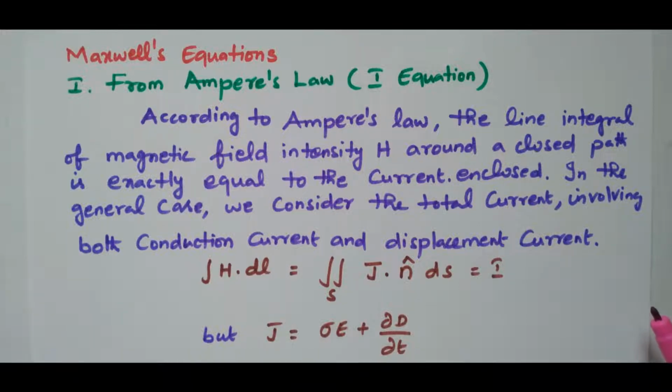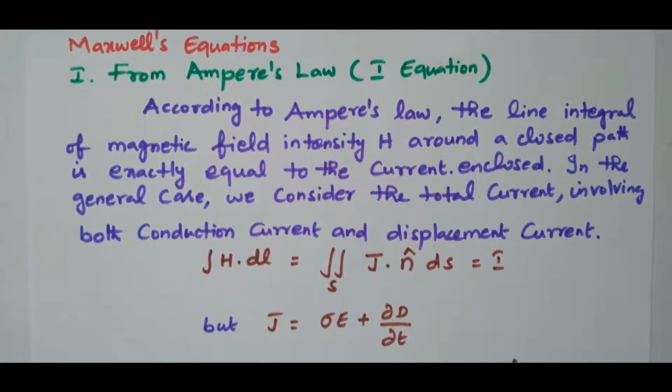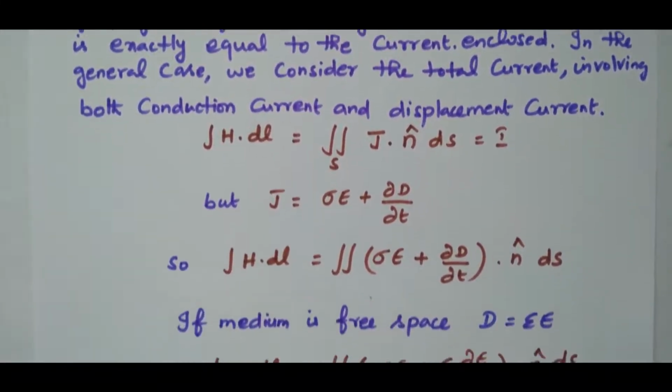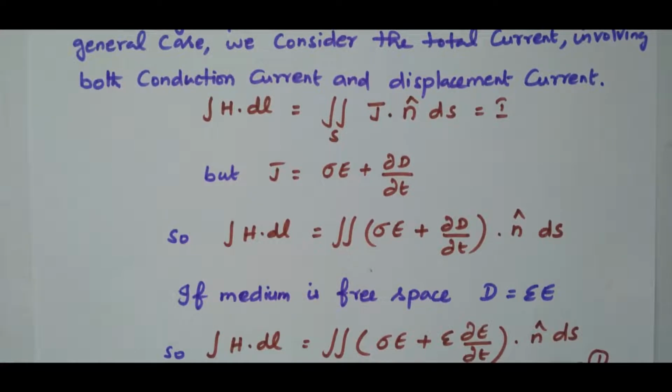Conduction current means current flowing through a normal conductor with resistance R and applied voltage V. Displacement current is nothing but current flowing through the capacitor. The current flowing through the capacitor is termed displacement current. Here we are considering both conduction current as well as displacement current. So integral H dot dl equal to double integral J dot n cap ds, that is equal to I.